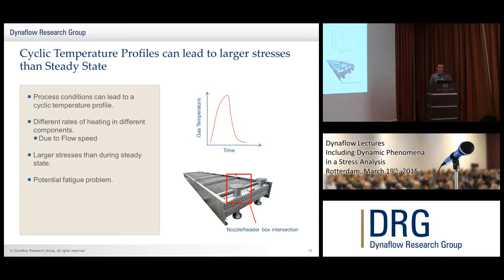Okay? And here what's shown in the lower right corner is an example of an air-cooled heat exchanger. Okay? And what the typical problem is, for example, the heat transfer rate between the fluid and the metal will depend on the heat transfer coefficient, okay? And that is largely dictated by the flow speed. So for example, in this example here, in the nozzle you get a much higher flow speed than you would in the header box. So you can end up with a situation where the nozzle heats up or cools down much quicker than the header box, which will lead to thermal stresses in the intersection. Given the cyclic nature, this can also lead to fatigue problems.